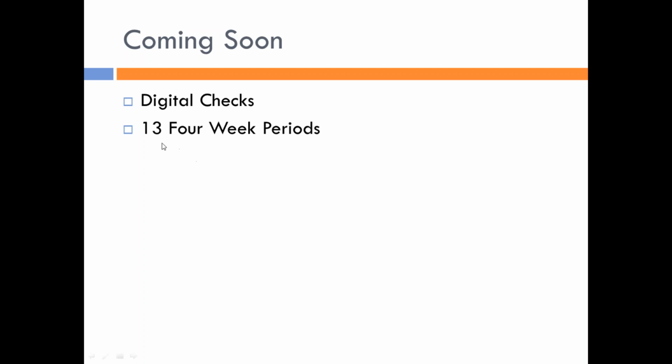The other thing that we're adding, which is very important for restaurants, is the ability to have 13 4-week periods in a year, and then to have the 52, 53 week to make up for when you eventually end up losing 1 week.